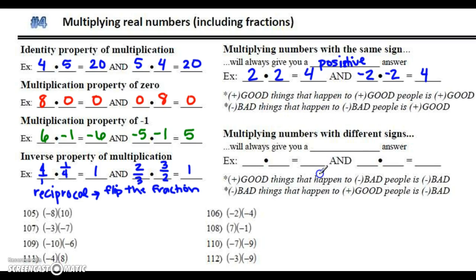If we multiply numbers with different signs, then that would give us a negative answer. So good things happening to bad people is bad, and bad things happening to good people is bad. So that would look like a positive times a negative is negative, and a negative times a positive is a negative.